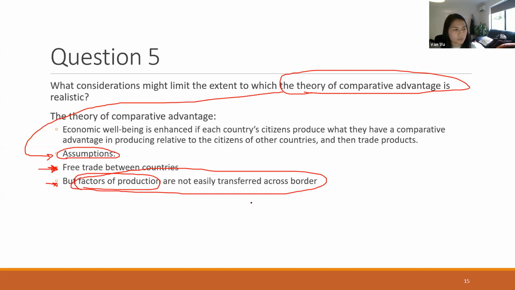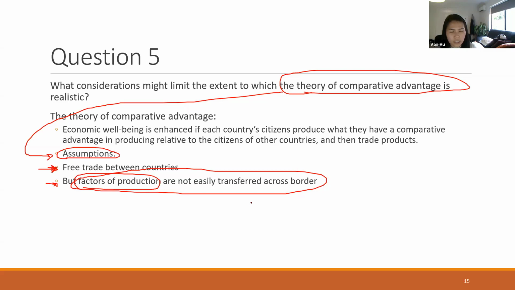So in some industries, let's say if we talk about natural resources, that is something that is not quite transferable, right? So you either have it or you don't have it. So in natural resources, normally if a country is blessed with some natural resources, then they will be producing natural resources. And vice versa.